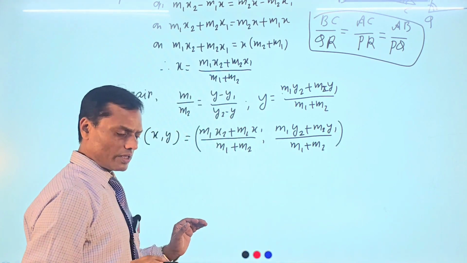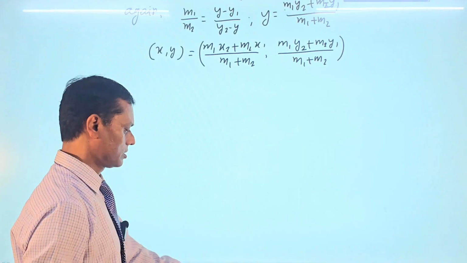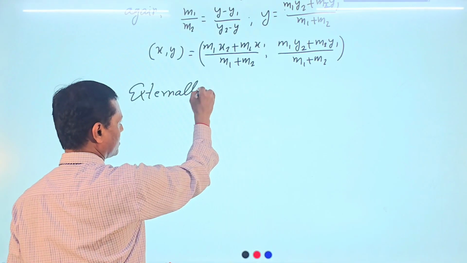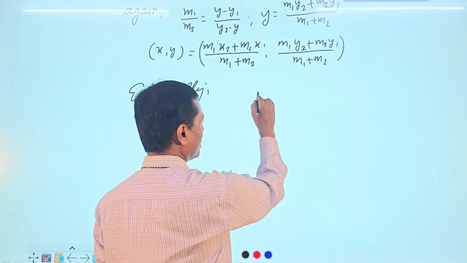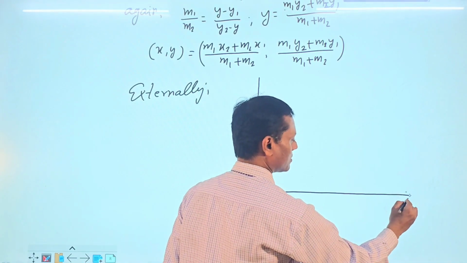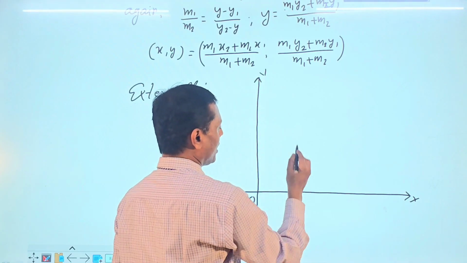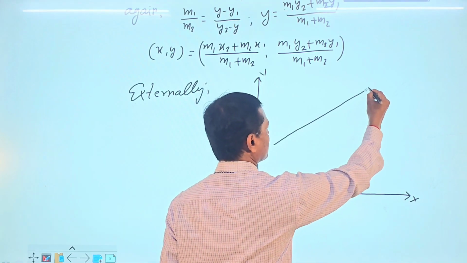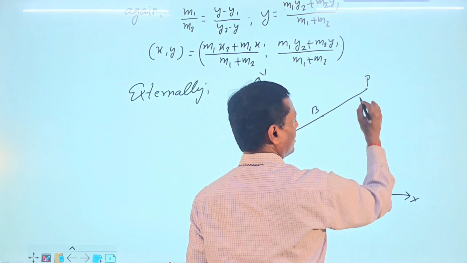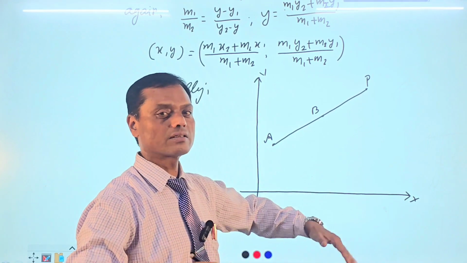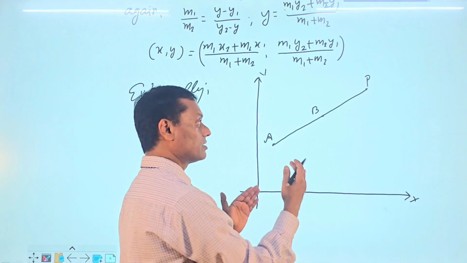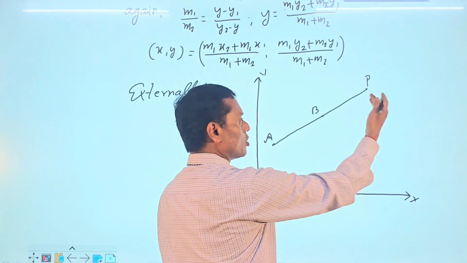These are the ratio formulas. One more thing I have to tell you, just see carefully: externally. In the case of external division, you have the x-axis and y-axis, and a line here like this. You have A here, B here, and P lies outside. That's external. Externally means what? P divides AB in the ratio M1 is to M2 externally, that is, P doesn't lie inside the line AB, it lies outside.